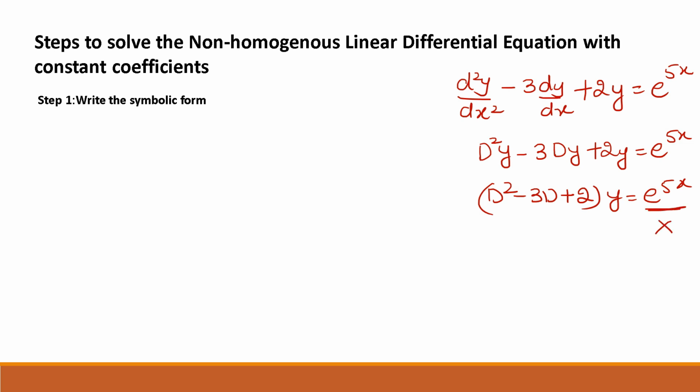So this is my capital X. This is f of D and this is the dependent variable y. Here capital X is a function of x. This is not 0. That's why this is a non-homogeneous linear differential equation.